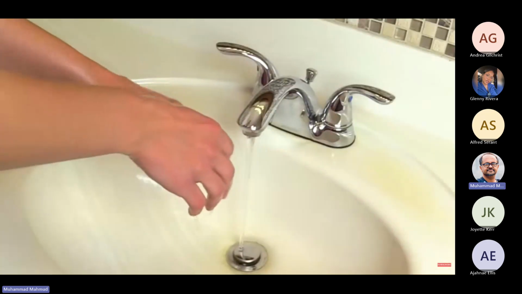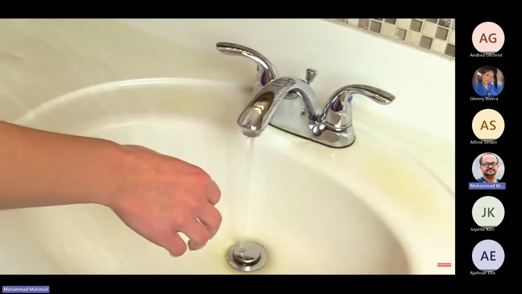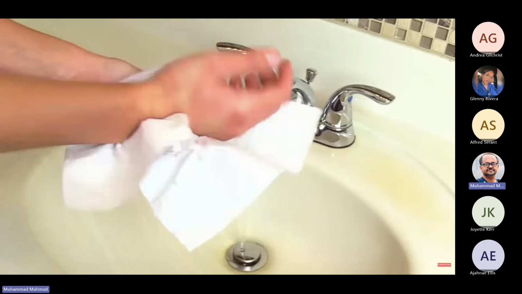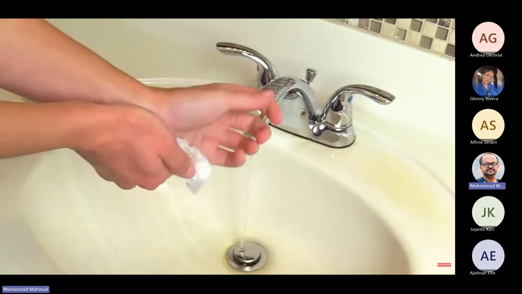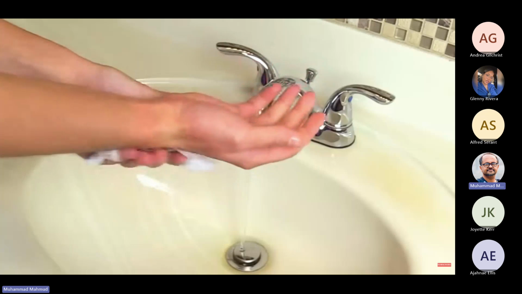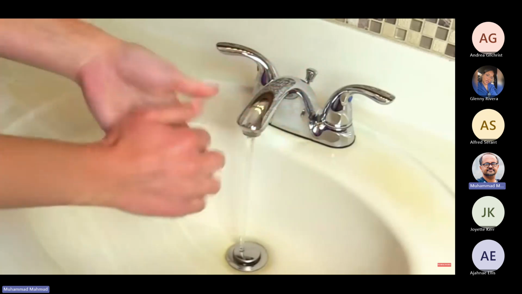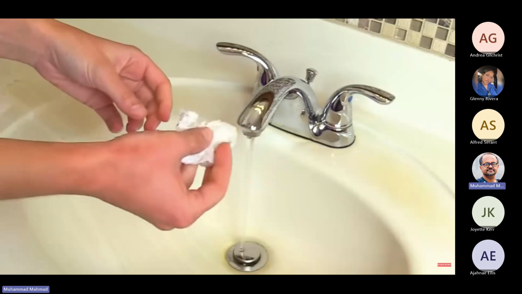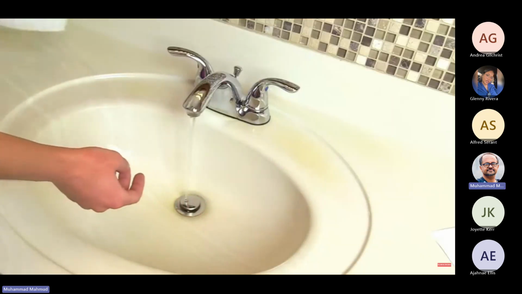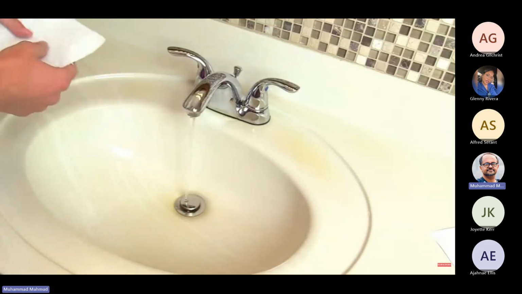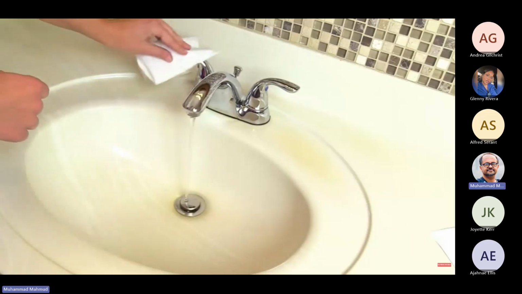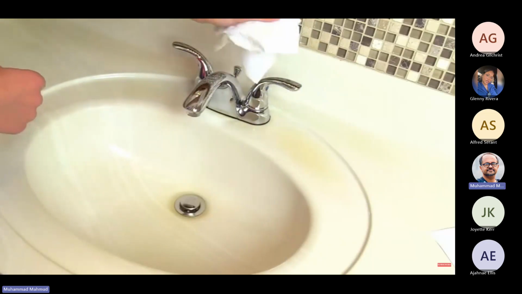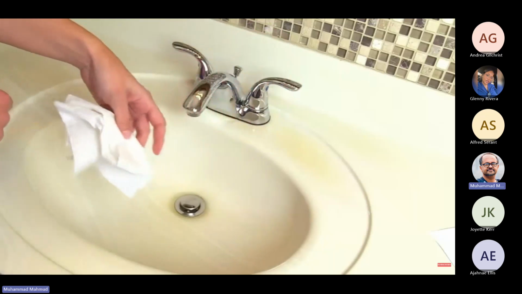Once you get them rinsed, you want to take your paper towel and you're just going to pat your hands dry. You don't want to scrub your hands with this paper towel because that can damage that top layer of skin. And we're going to discard this wet paper towel. Then we're going to grab a dry paper towel and turn off our faucet, being careful not to touch the faucet with our clean hands. And then we're going to discard this as well.